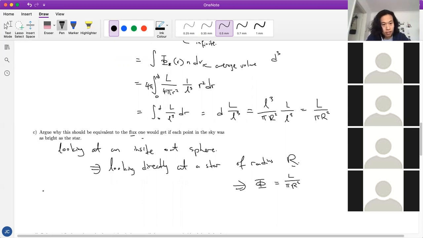Oh yeah, sorry. So the flux at some large distance away is going to be L over 4 pi r squared, and this r is the distance from the star. But if you're right up at the surface of the star, that is exactly what it's saying: if the point on the sky is as bright as the star, then you're right up against its surface. Then in this case, this would just be L over 4 pi r squared, because your distance is 0 from the star.